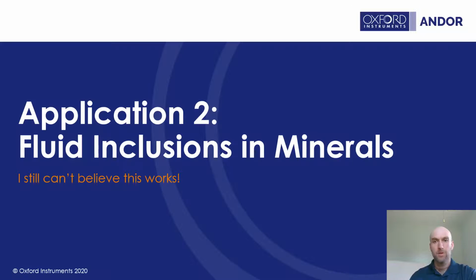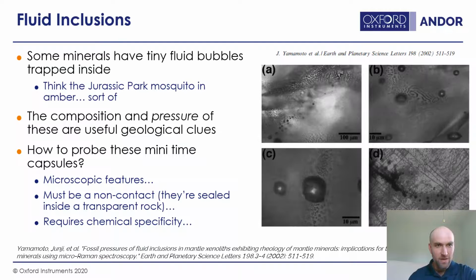So this next one is something I couldn't believe actually worked until I saw people do it. Someone originally came to our lab when I was in graduate school and asked if we could measure the Raman spectra inside of some bubbles in the volcanic glass that they had. And I said, no, of course, nobody can do that, until I saw people do that. So some minerals have tiny fluid bubbles trapped inside. Think a much more boring but scientifically interesting version of the Jurassic Park mosquito in amber. The composition and pressure of these bubbles are useful geological clues because they're a little time capsule.